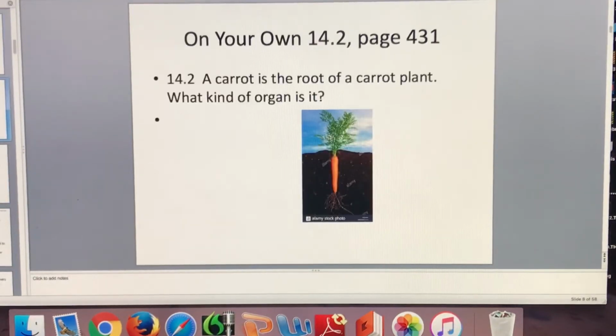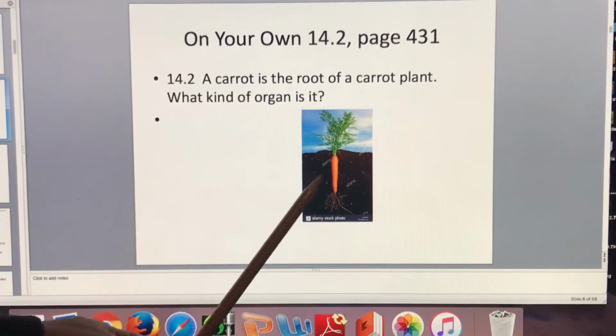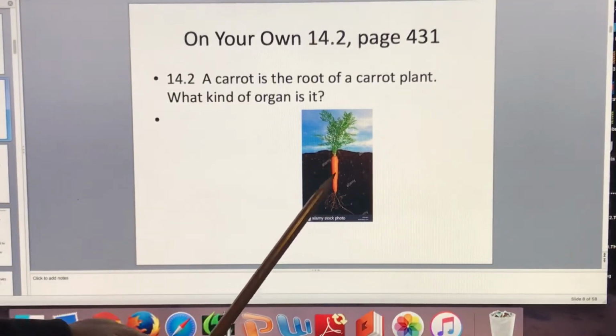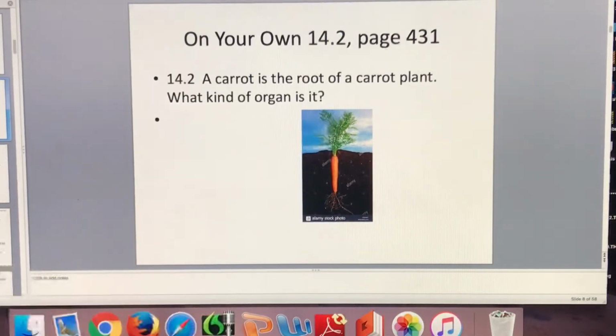So let's look at 14.2. It says, a carrot is the root of a carrot plant. What kind of organ is it? So it's classified as a vegetative organ because, as they mentioned, it's the root. So this is the part, obviously, of the carrot they eat. Typically, we don't eat the greens, but I'm sure that maybe there are some people that do.